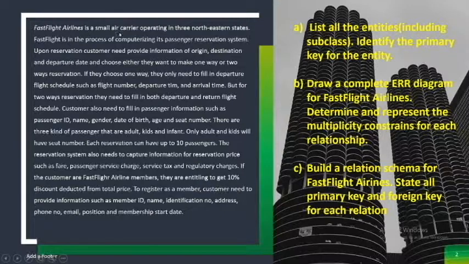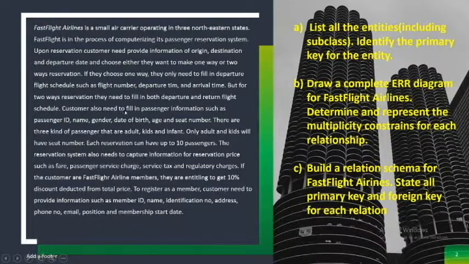FastFlight Airline is a small air carrier operating in three northeastern states. FastFlight is in the process of computerizing its passenger reservation system. Upon reservation, customers need to provide information of origin, destination, and departure date and choose whether they want to make a one-way or two-way reservation. If they choose one-way, they only need to fill in departure flight schedule such as flight number, departure time, and arrival time. But for two-way reservation, they'll need to fill in both departure and return flight schedule.